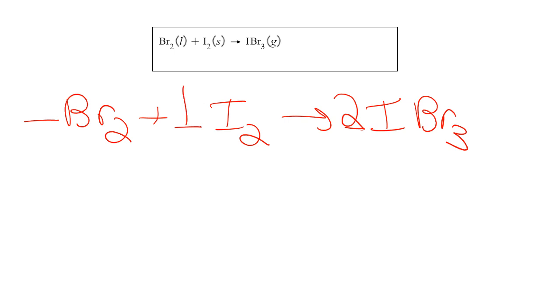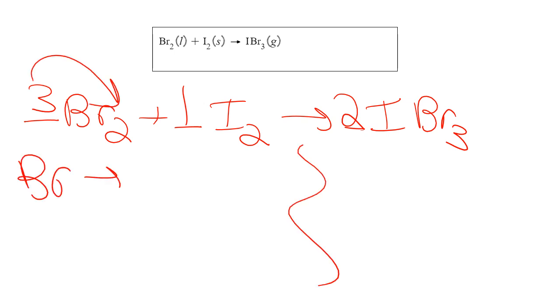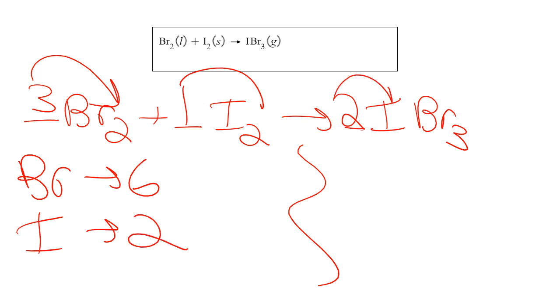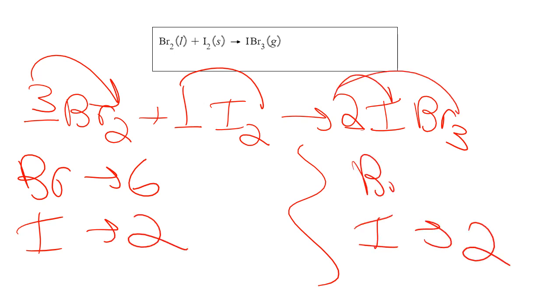Then that is 2, and then bromine would be 3, and this would be balanced. Let's check it out. 3 times 2 is 6. 1 times 2 is 2. 2 times 1 is 2. 2 times 3 is 6.